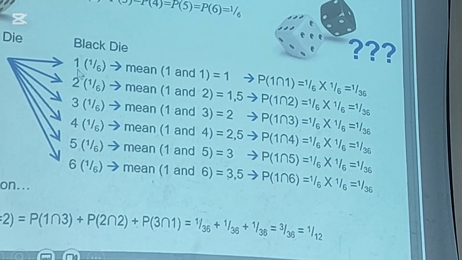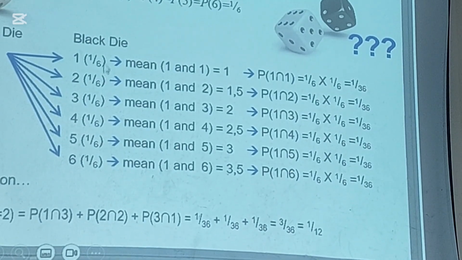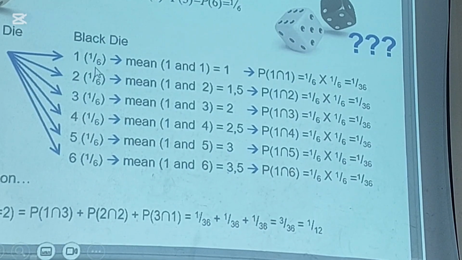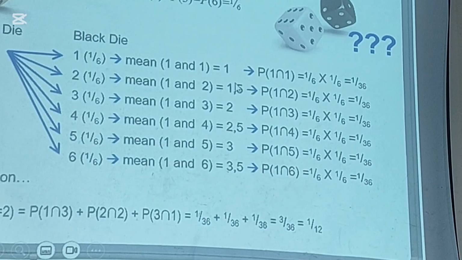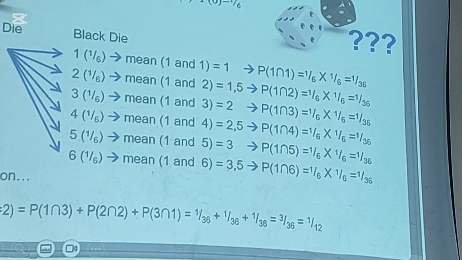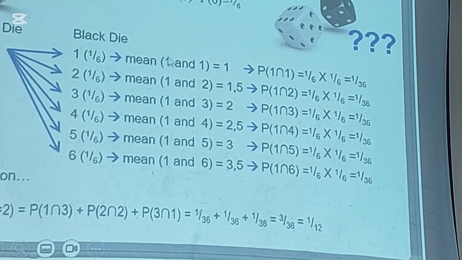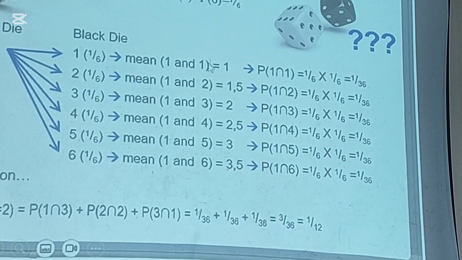This is the probability of the die, 1, 2, 3, 4, 5, 6. And then this is the mean. If the white die has outcome 1, then this is 1, 1, 1. So this is only 1. This is the probability, 1, 2, 3, 4, 5, 6.